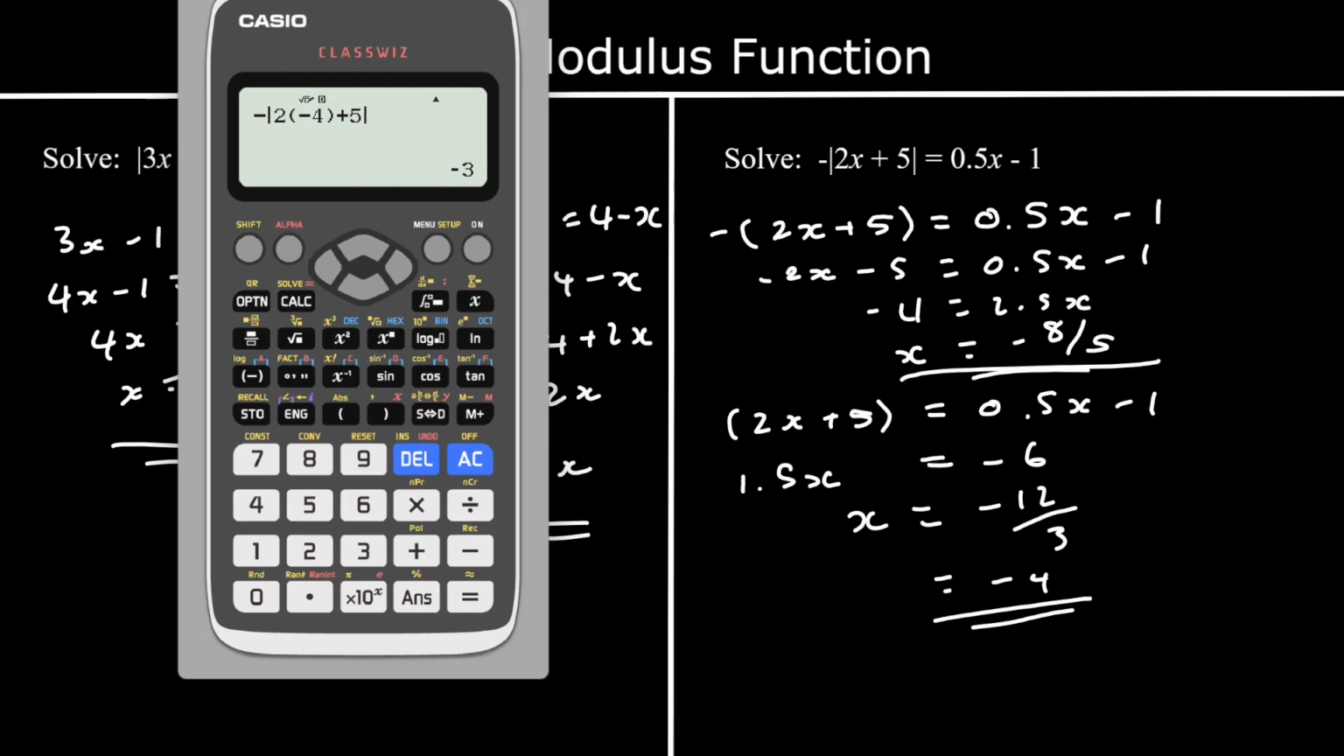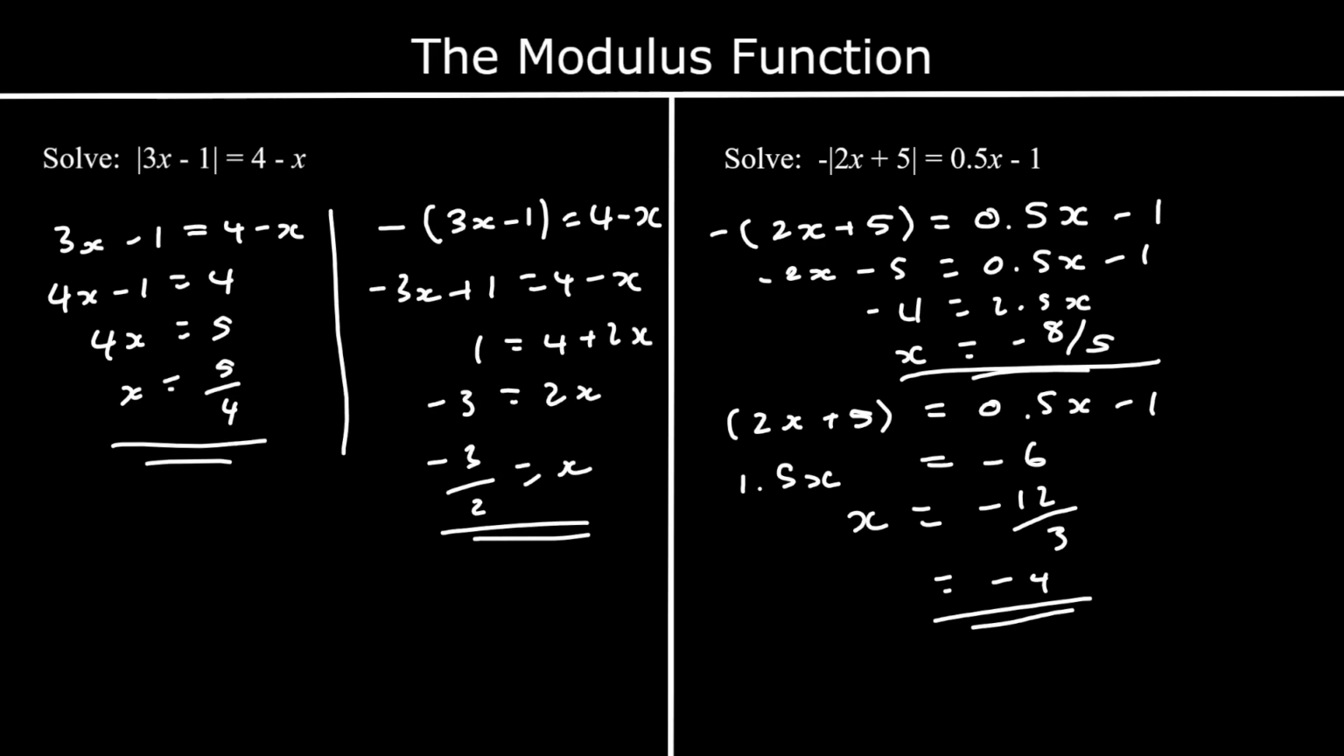So we've got -3. And for the other one, we also get -3. So we can see that they both work, both of those answers.